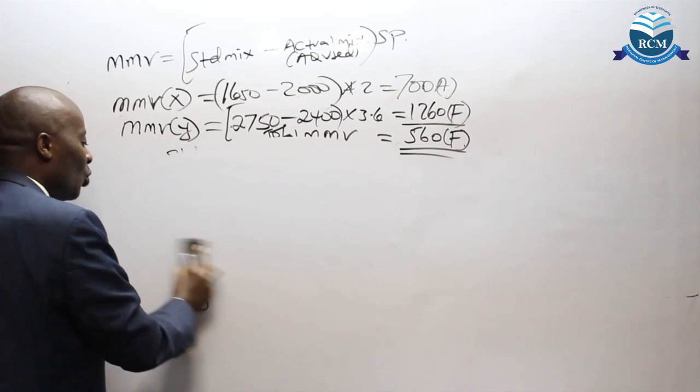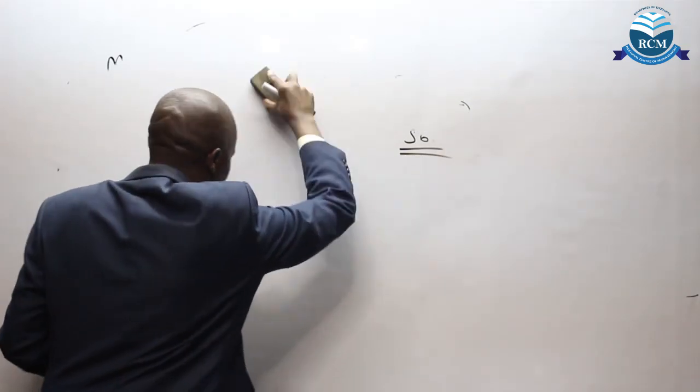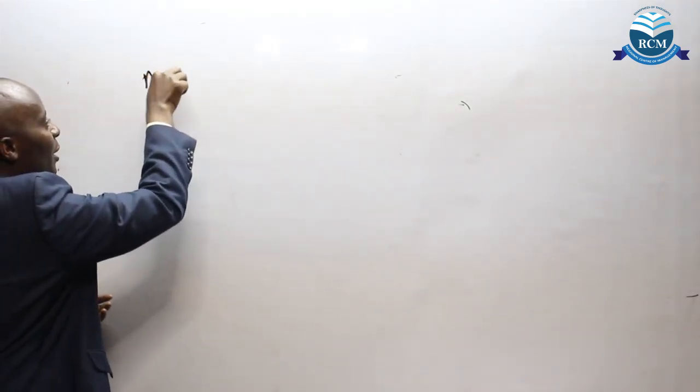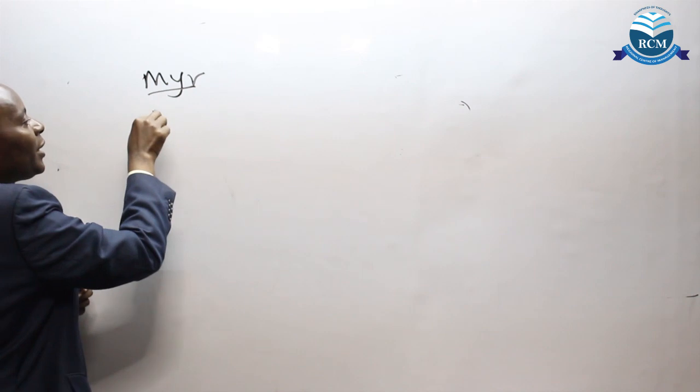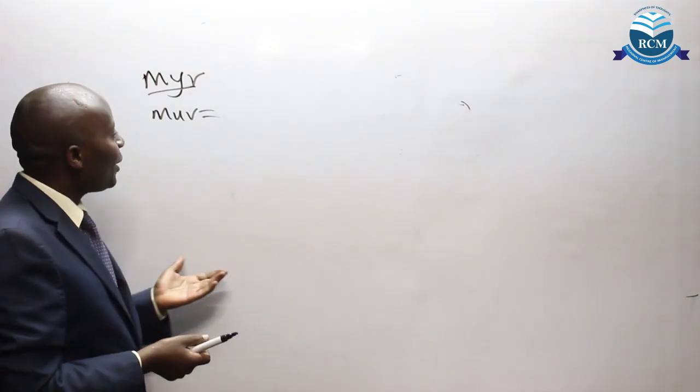Now from there, we go to what we call the material yield variance. Every time an examiner talks of yield variance, please always start that question by writing down the formula of material usage variance, because they go hand in hand. So whenever they ask you for the material yield variance, first write the formula of the material usage variance.